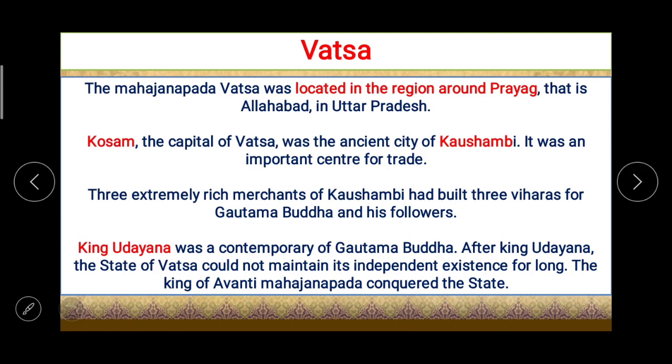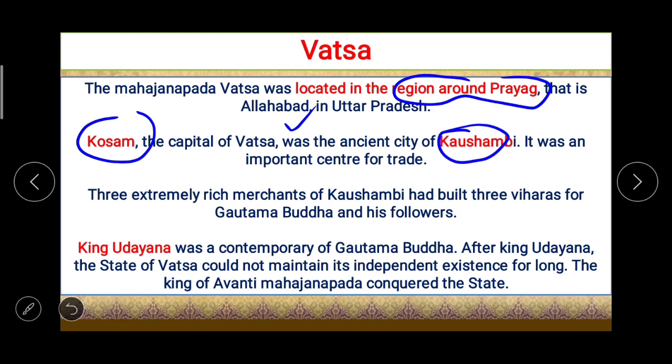Next is Vats. The Mahajanapada Vats was located in the region around Prayag, that is Allahabad in Uttar Pradesh. Kosam, the capital of Vats, was the ancient city of Kaushambi. It was an important center for trade. 3 extremely rich merchants of Kaushambi had built 3 viharas for Gautam Buddha and his followers.